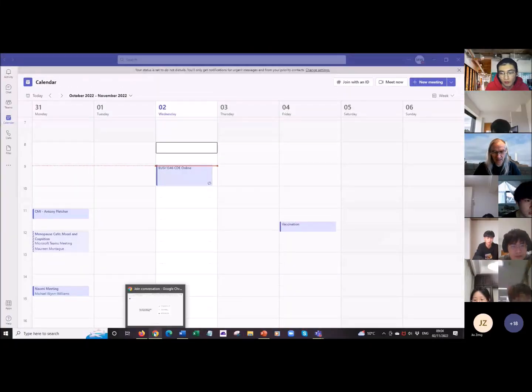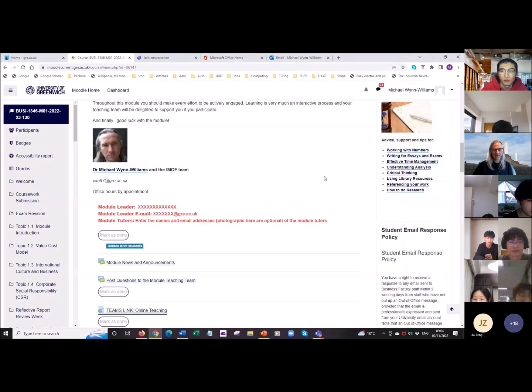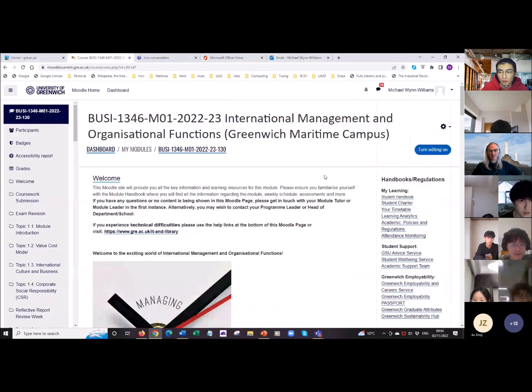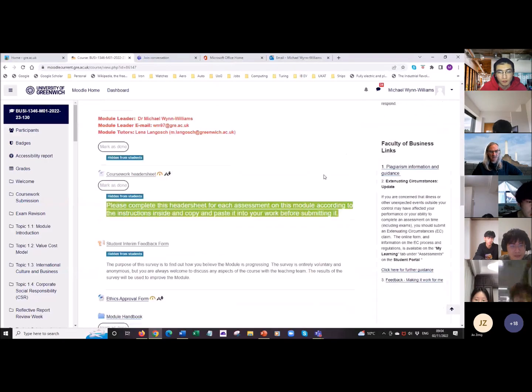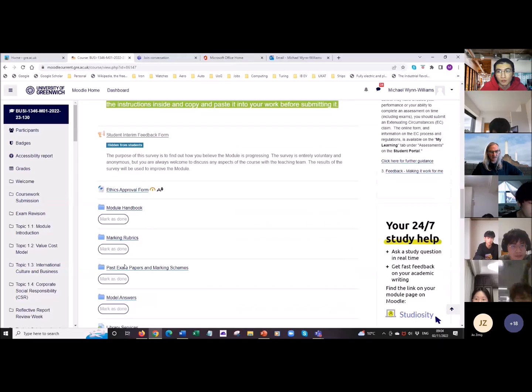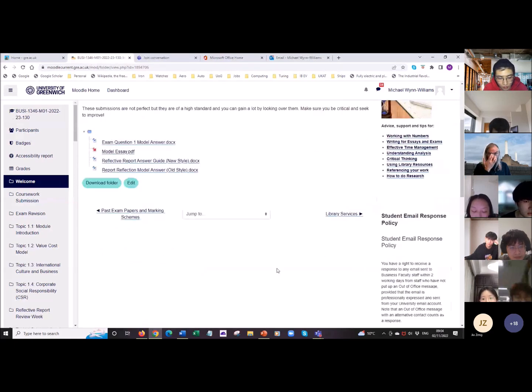So if we go onto the Moodle site, here's the Moodle site that you're familiar with. Top of the screen, working our way down, model answers. So if you look in the model answers, when it opens, here we are. Right, so these are the model answers.